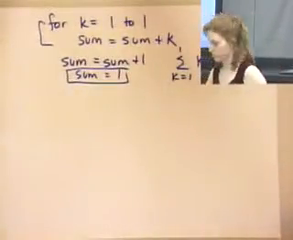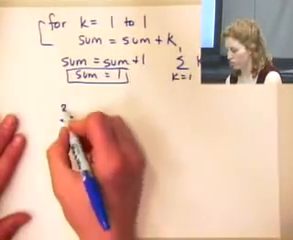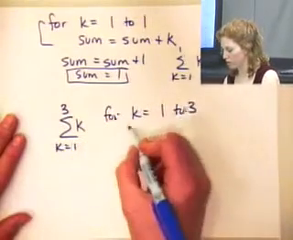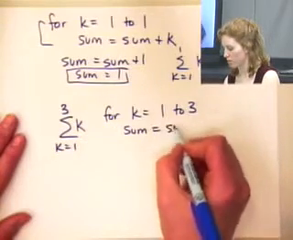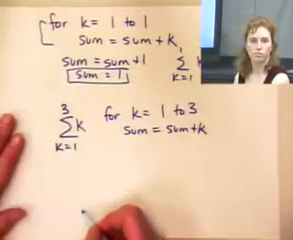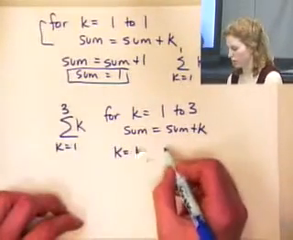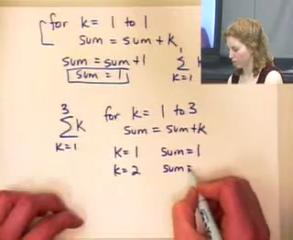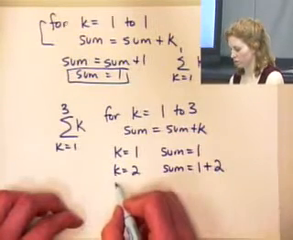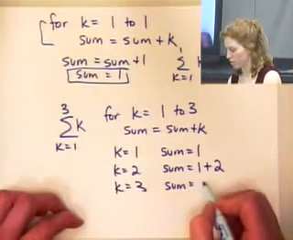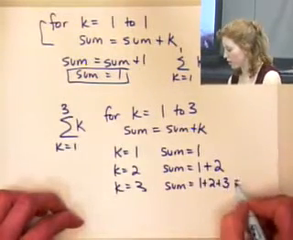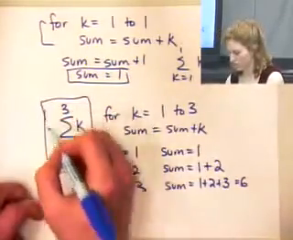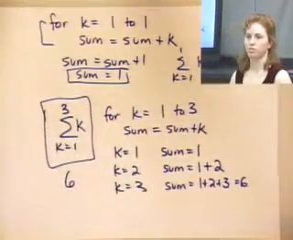Let's try it for a larger one. k equals 1 up to 3. Let's do 3 of them. The summation of k, k equals 1 to 3. Sum equals sum plus k. So I would have to do 3 steps, right? k equals 1, sum equals 1. k equals 2, then sum equals what? 1 plus 2. k equals 3, sum equals 1 plus 2 plus 3. And so my final answer is 6. At the end of the for loop, my sum was equal to 6. So this summation here is equal to 6.